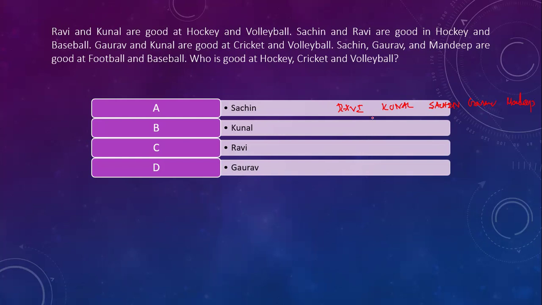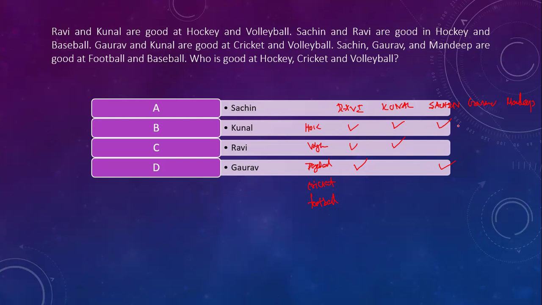Okay. Ravi and Kunal are good at hockey and volleyball. Hockey, volleyball, then baseball, cricket, volleyball already there, football. Ravi and Kunal are good at hockey and volleyball. Sachin and Ravi are good at hockey and baseball. Sachin, hockey, baseball. Ravi, baseball.